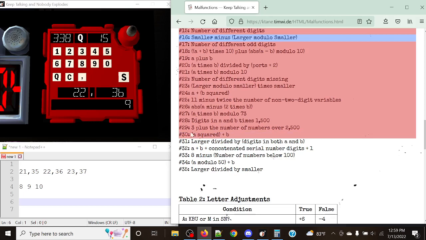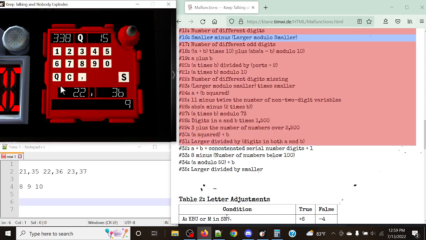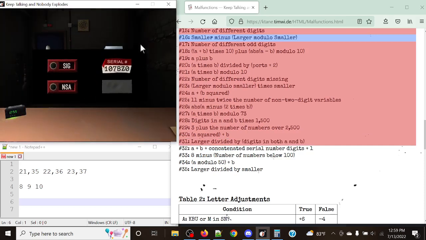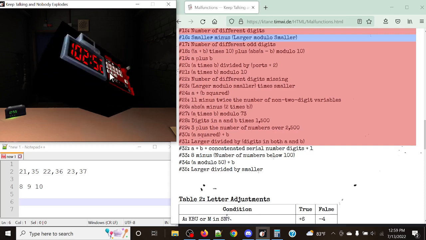Digits in both A and B. That's going to be 0, so that's not going to work. Nope. A plus b plus concatenated serial number digits, which in this case, if we concatenate these guys, that's going to result in a 1070. So that's already not going to work.